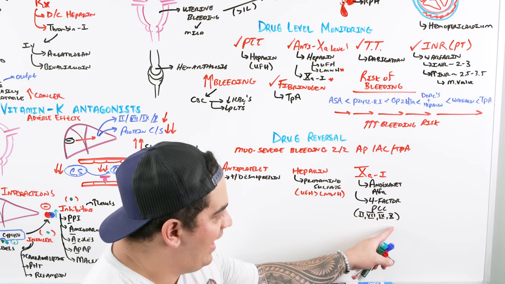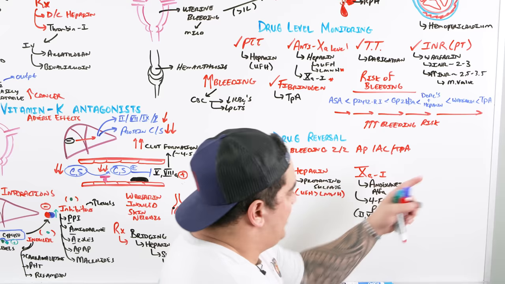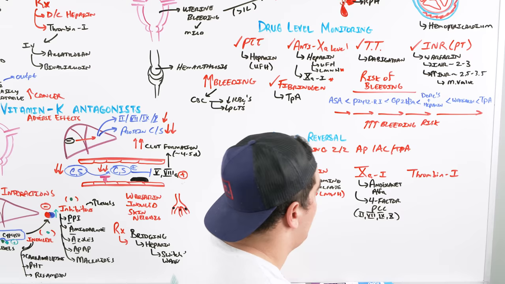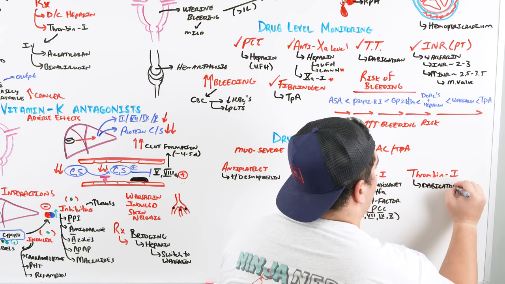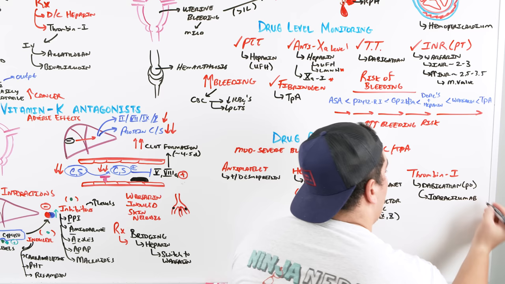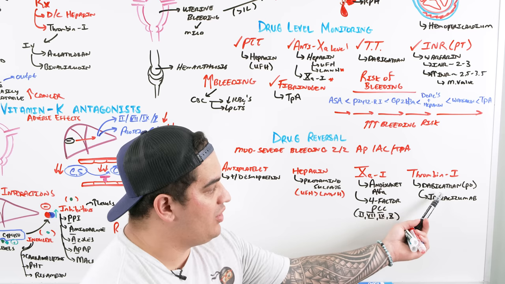The other thing here is if we go into the next one: the thrombin inhibitors. I recently gave this one out, and this is actually a high yield one. It's called dabigatran. Dabigatran is one of the thrombin inhibitors, and this is the PO version. For this one, there is one particular drug, heck of a stinking name. It's called idarucizumab, also known as Praxbind. This is one you really should know because it is the reversal agent for dabigatran.